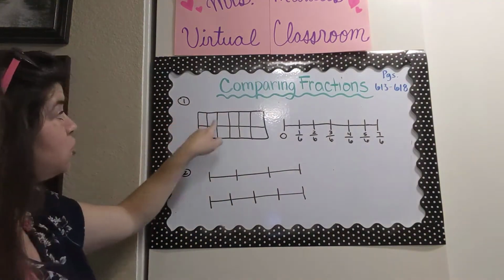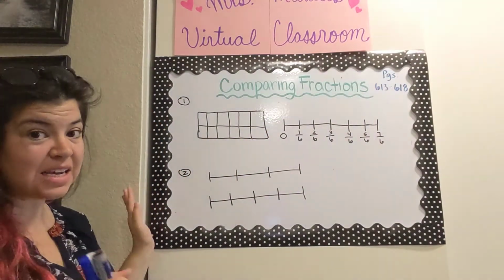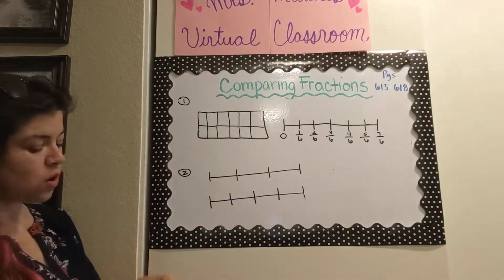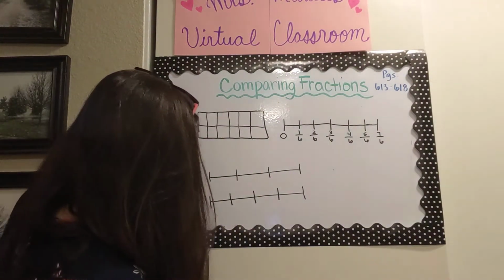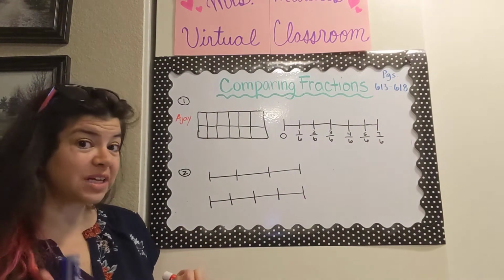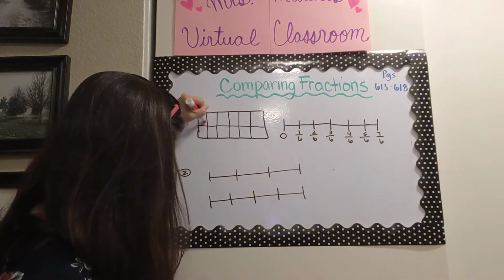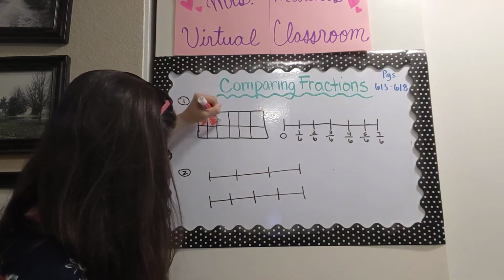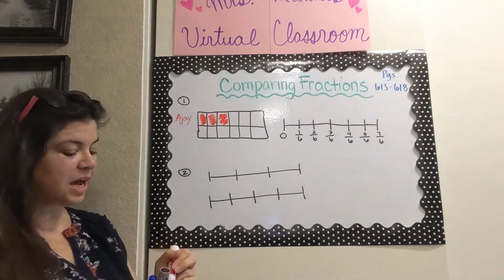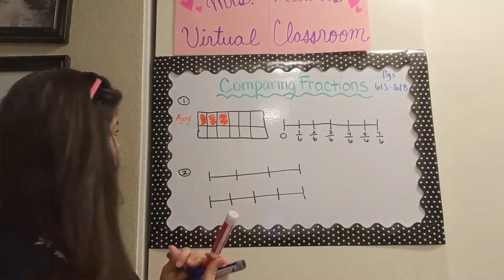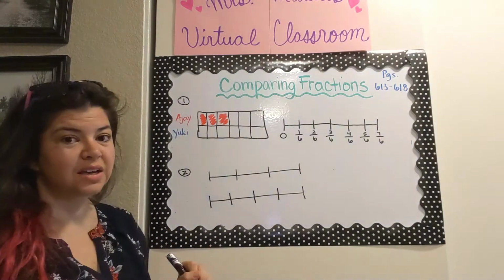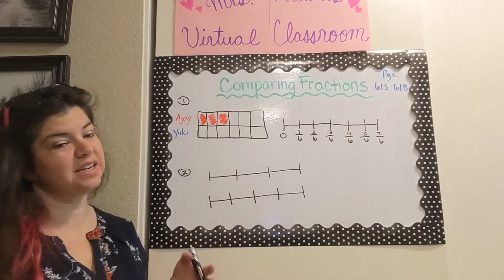So as you can see, I drew two fraction tiles of the exact same size, and I broke them into 6 pieces since our denominator is 6. So I'm going to label the first one AJ. And we know that AJ did 3/6 of his homework. So we color in 3 of them. Now let's label the other one Yuki. And we know that Yuki did 4/6 of her homework.